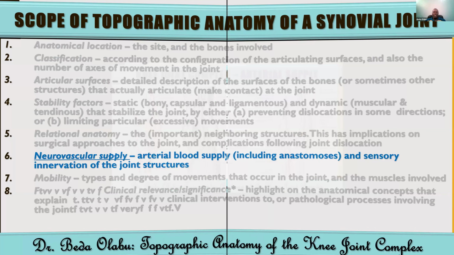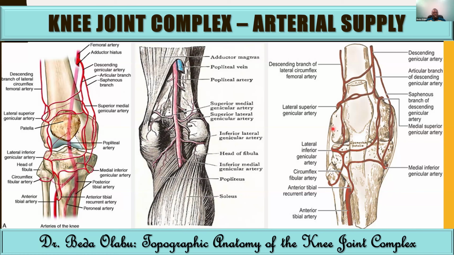We can go to the neurovascular supply of the knee, starting with the arterial blood supply. The knee is surrounded by several arteries. Several arteries anastomose around the knee to constitute what we call the genicular anastomosis. So the genicular anastomosis consists of several arteries. We can start with the branches of the popliteal artery: superior medial genicular, inferior medial genicular, superior lateral genicular, inferior lateral genicular artery. Those four branches of the popliteal artery contribute to the genicular anastomosis.